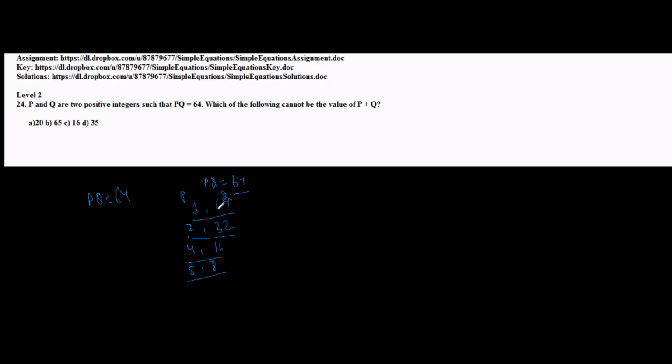Now 1 plus 64 is 65. So yes, it is possible for me to have 65 as my value. 2 plus 32 is 34. 4 plus 16 is 20. Since 20 is also there in the options, so it is possible for the value to be 20, and 8 plus 8 is 16. So it is possible for the sum of two integers to be 16 as well. The only odd man out I can see is 35. So I will mark 35 since they have asked which of the following cannot be value of P plus Q. It is 35 and I will move on.